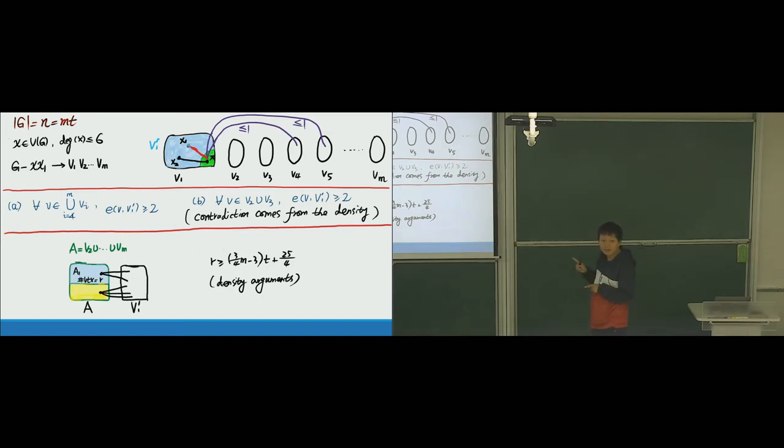We do induction on the number of edges. Now we remove one edge. We choose the minimum degree vertex x, and then remove x1, where x1 is a neighbor of x. So in this case, G minus x1 has the equitable partition into V1, V2, up to Vm, like this. We should remember that in this partition, we didn't have such an edge x x1 because we just removed it.